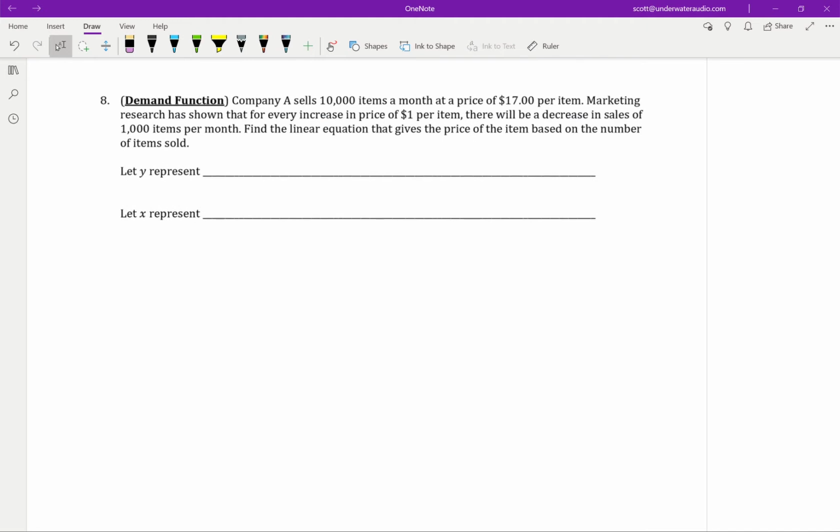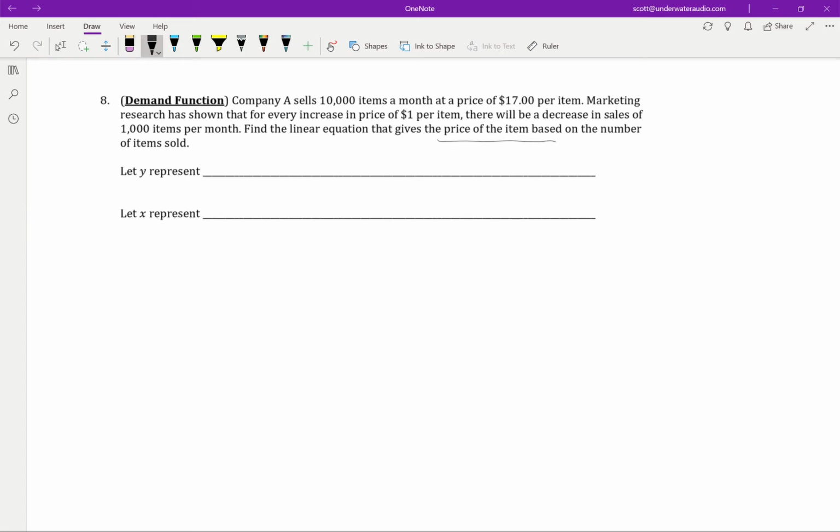Company A sells 10,000 items a month at a price of $17 per item. Marketing research has shown that for every increase in price of $1 per item, there will be a decrease in sales of 1,000 items per month. Find the linear equation that gives the price of the item based on the number of items sold.